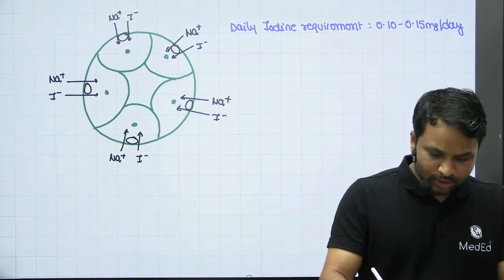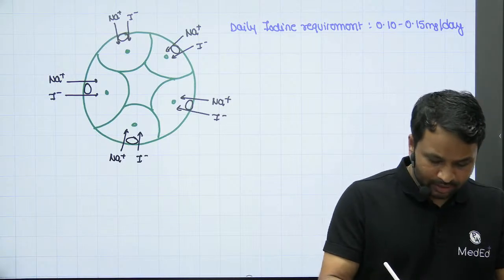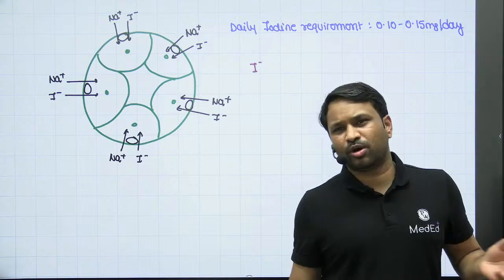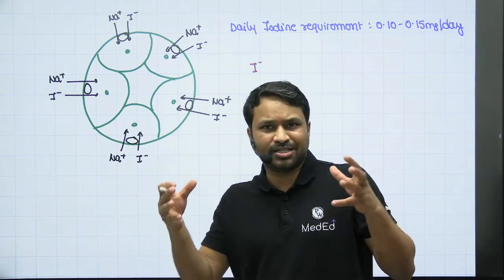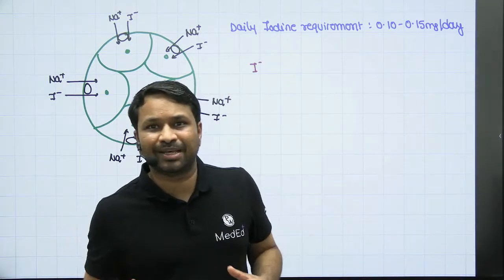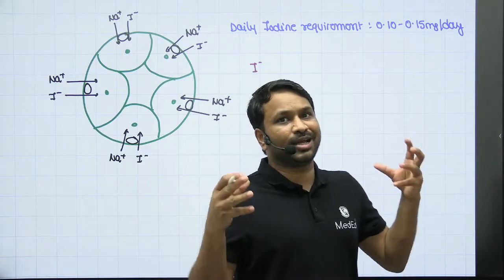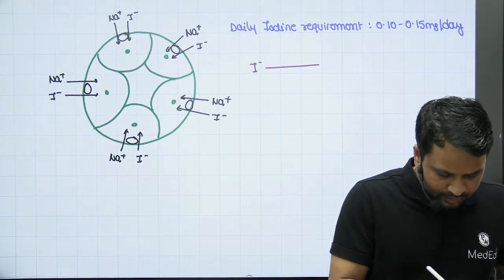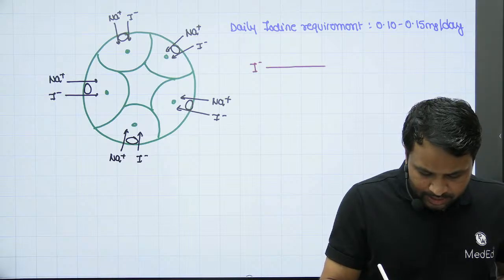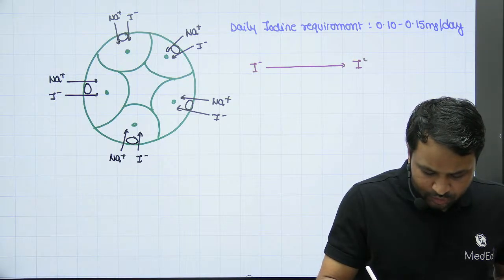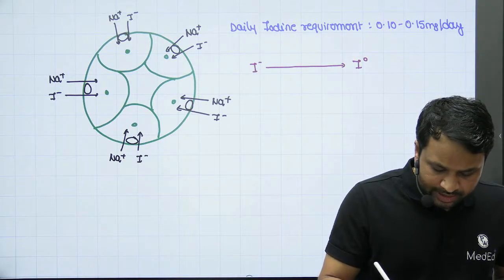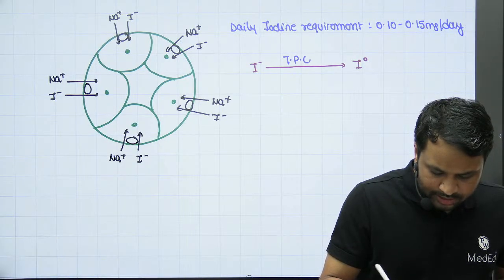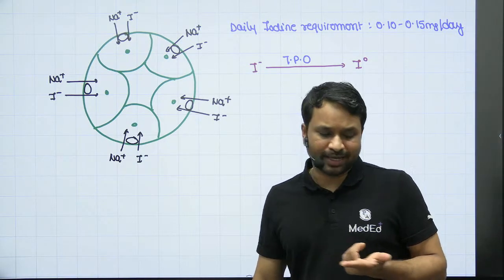Now, when it goes into the follicular cell, what is going to happen? To be very honest, the ionic iodine is useless for the body. Body says I cannot use it because it's stable. I don't want stable. I need it to be unstable so that I can react well. So this ionic iodine is immediately converted into free radical iodine with the help of an enzyme called thyroperoxidase. We call it TPO.